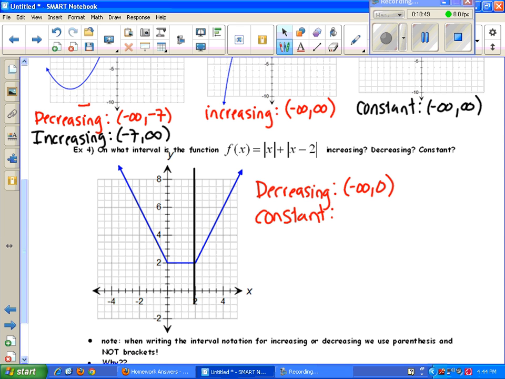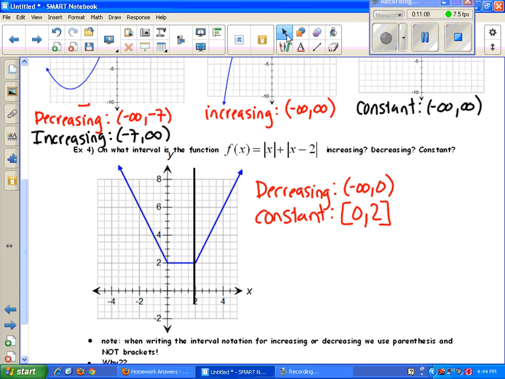So for constants, because it's constant from the x value of 0 all the way to the x value of 2, this is the only one that we actually use brackets for. So I would say bracket 0 to 2 bracket. And that would be my constant interval.